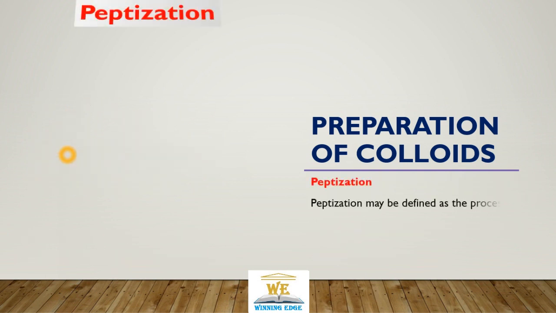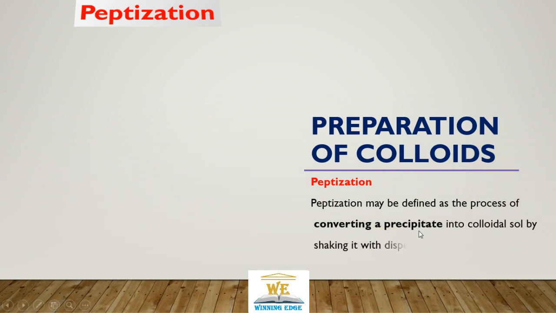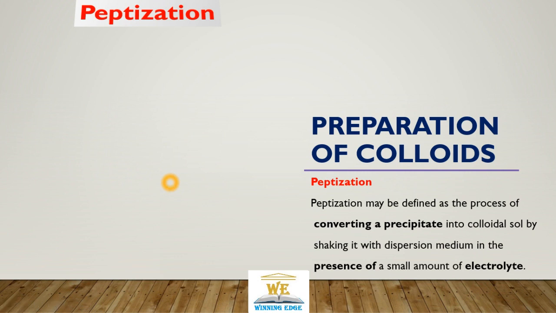Next method is peptization. Peptization may be defined as the process of converting a precipitate into a colloidal solution by shaking it in a dispersion medium in the presence of a small amount of electrolyte. So converting a precipitate into a colloidal solution by shaking with a suitable electrolyte in small quantities is known as peptization. The electrolyte used is called the peptizing agent.